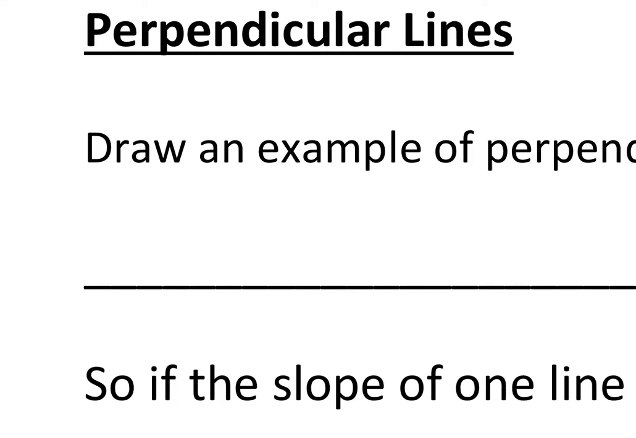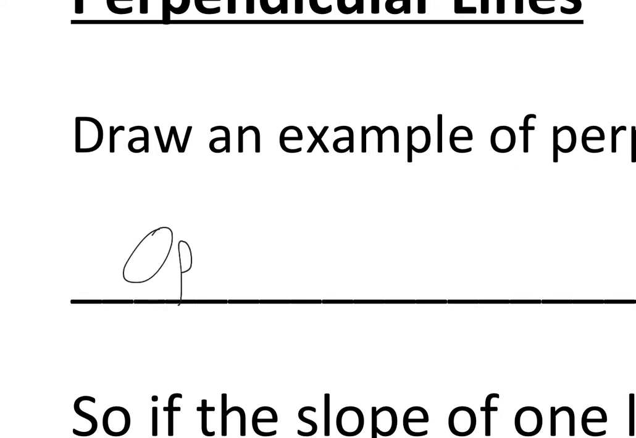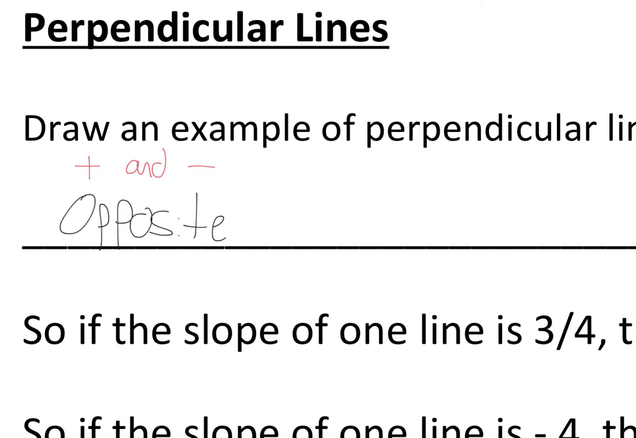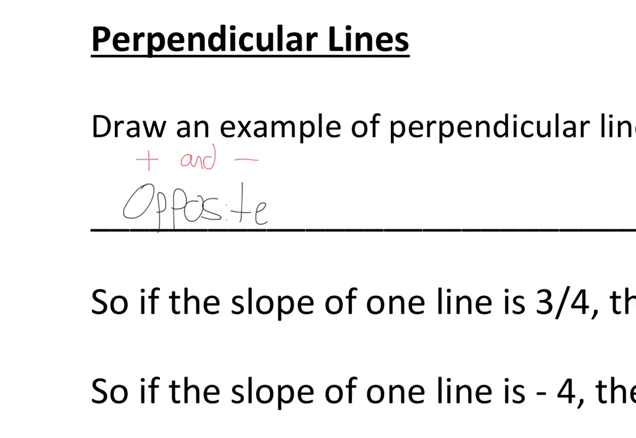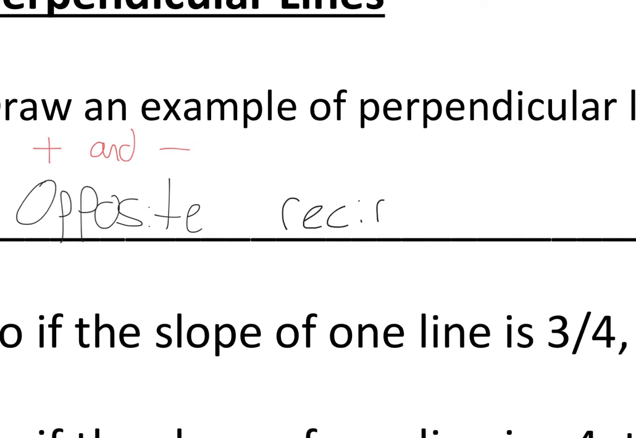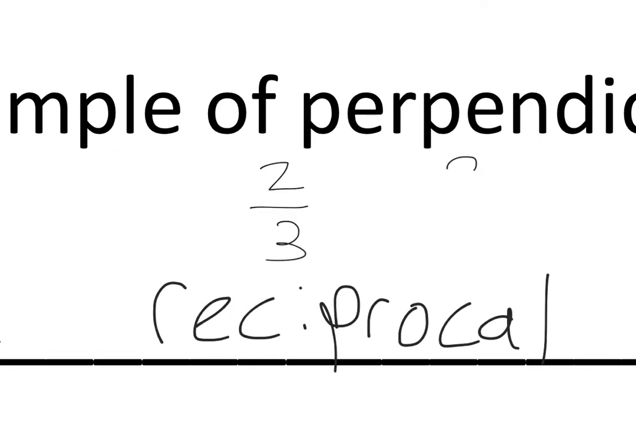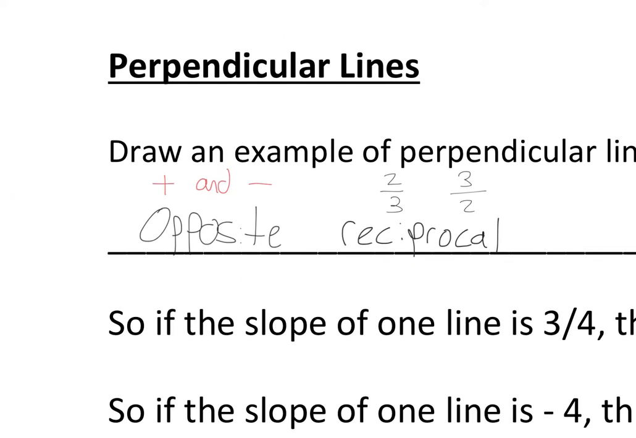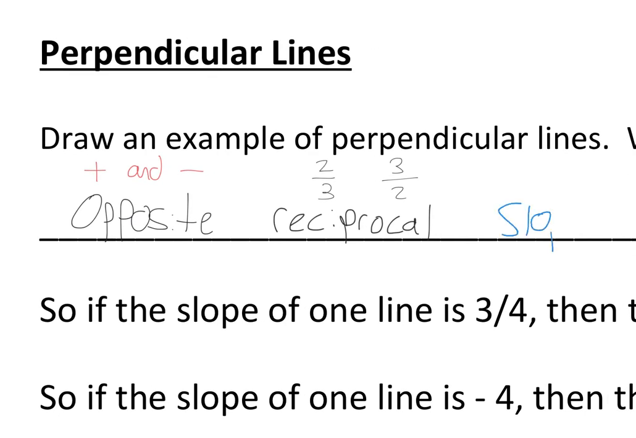So what's going to happen here is I'm going to use the word opposite. And what that applies here to is positive and negative. So opposite, and then there's going to be something I need to reveal here to you, a word called reciprocal. And that is this. If one of them was 2/3, the reciprocal is 3/2. So both of these components have to be true for perpendicular lines. It's called opposite reciprocal slopes.